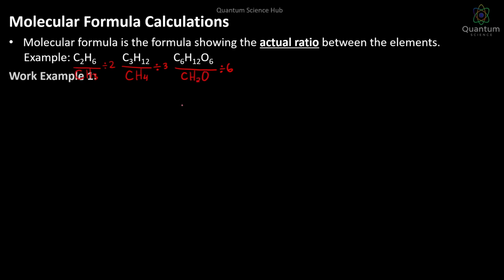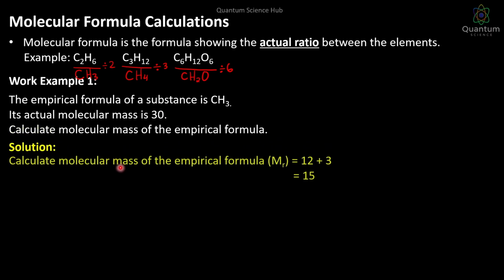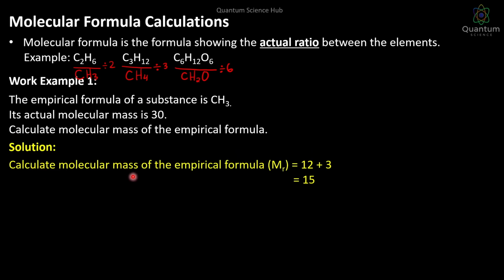Now let's see this word example. The empirical formula of a substance is CH3. Its actual molecular mass is 30. Calculate the molecular formula. So how to solve this question? First of all, we have to calculate the molecular mass of the empirical formula. 12 plus 3, right? This is from CH3. Carbon is 12 and hydrogen is 1. But we have 3 hydrogen, so plus 3 equals 15.